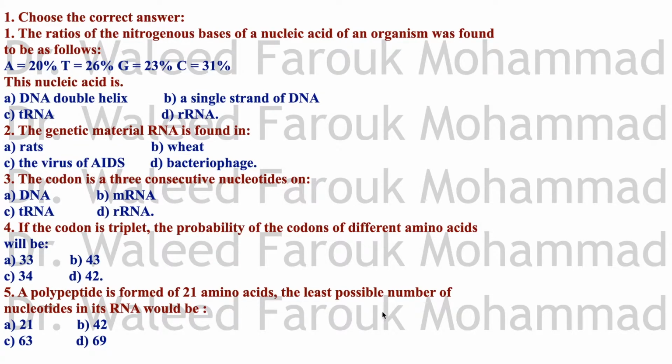A polypeptide is formed of 21 amino acids. The least possible number of nucleotides in its RNA would be, it's 21 amino acids, and each amino acid has a triple codon, so the number of nucleotides will be at least 21 times 3, that's 63. Okay?